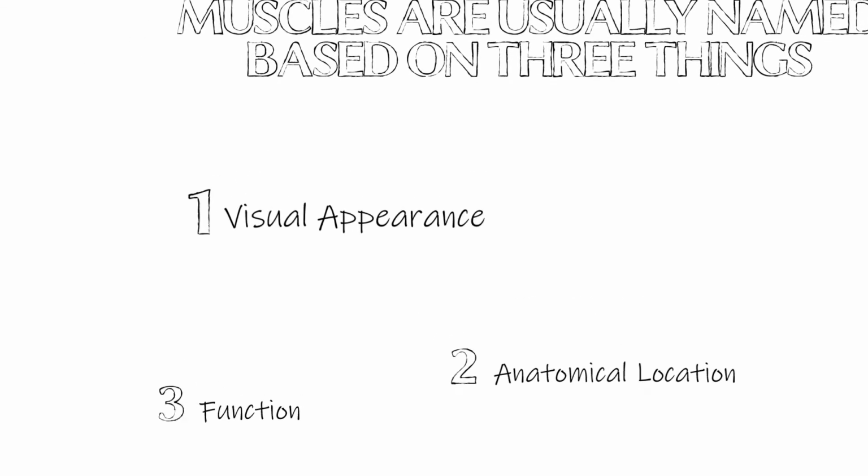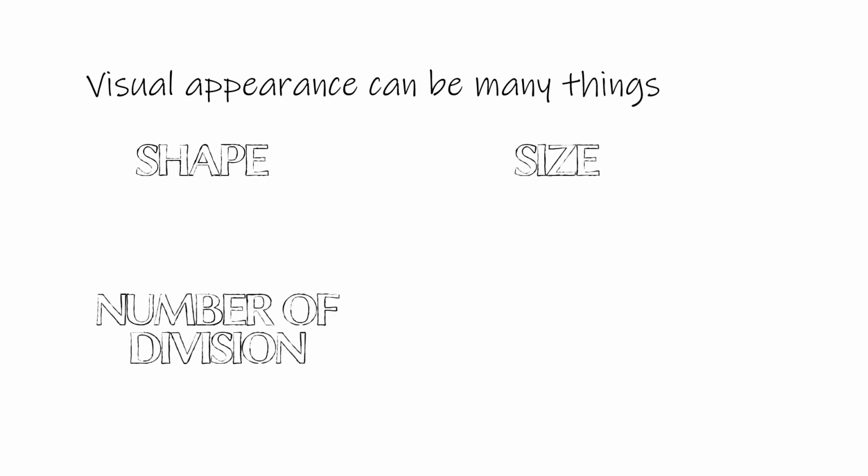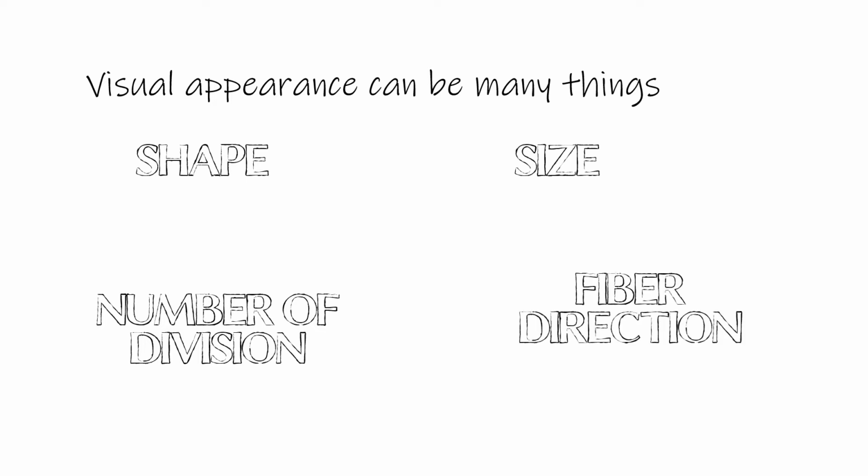So let's start with visual appearance. So when we think visual appearance, it can mean a lot of things. The main stuff I'm going to talk about, and I'm going to give brief examples of these, would be shape, size, number of divisions, and I'll kind of explain that in more detail in a minute, and then fiber direction.